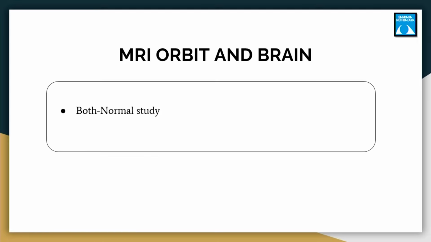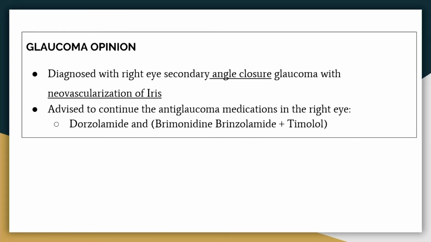Okay, all right. A glaucoma opinion was taken, and he was diagnosed with right eye secondary angle closure glaucoma with neovascularization. Okay, any of the glaucoma or iris fellows are here? Okay, what are the causes of angle closure? Why does angle closure glaucoma occur in this case?